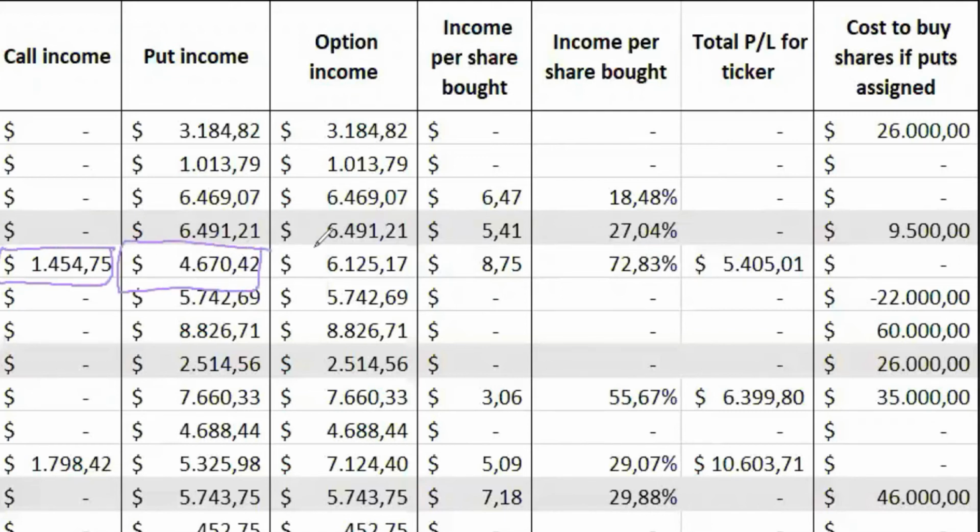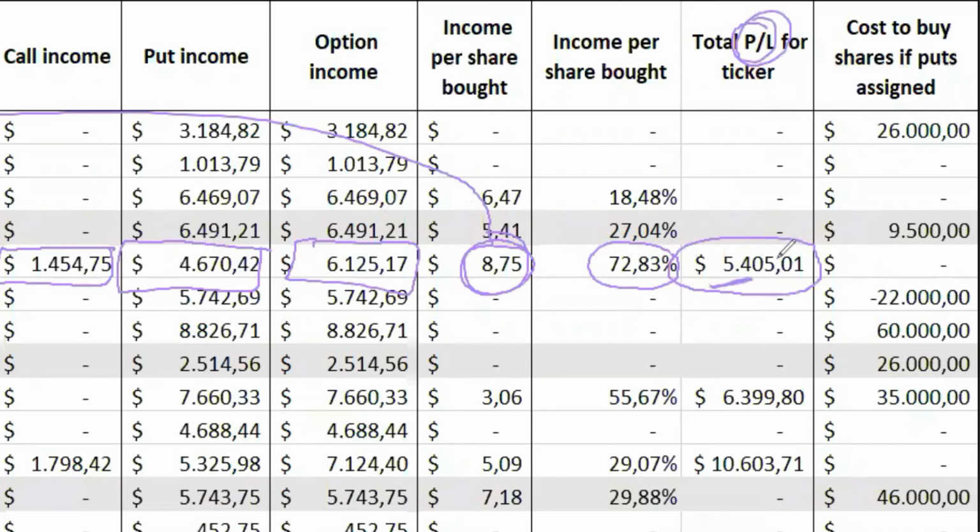In total, how much? In cash, 6,125, but per share, 8.75 on an investment of 12. Therefore, we got nearly 73 percent on these trades. In cash, the profit was 5,405.